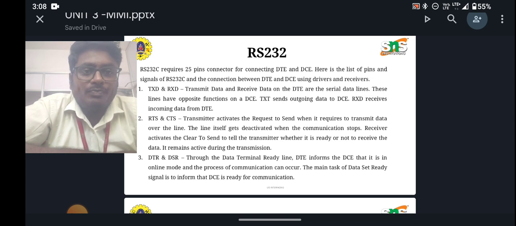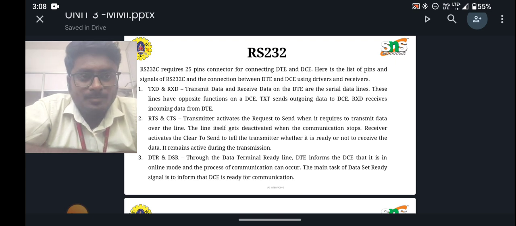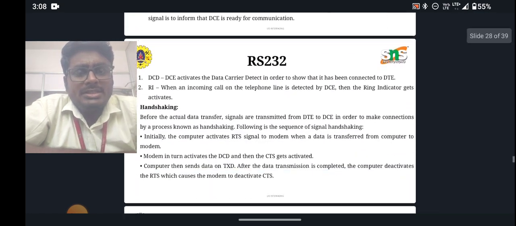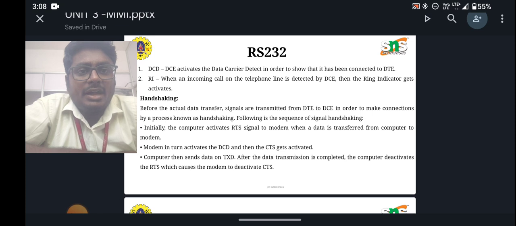DTR and DSR. Through the data terminal ready line, the DTE informs the DCE that it is in online mode and the process of communication can occur. The main task of the data set ready signal is to inform that the DCE is ready for communication. The DCD: the DCE activates the data carrier detect in order to show that it has connected to the DTE. When an incoming call on the telephone line is detected by the DCE, the ring indicator gets activated.